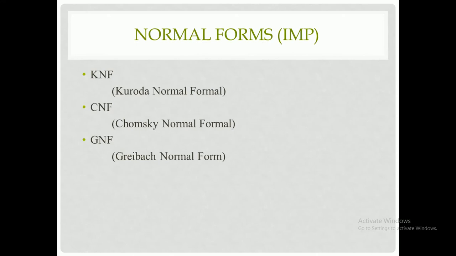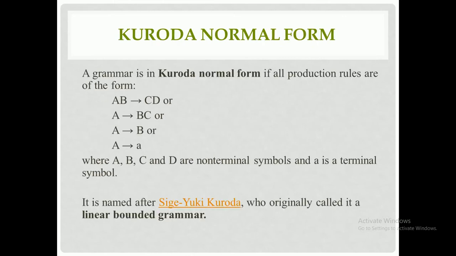Next we have a very important concept, the 3 normal forms. So the first normal form is Kuroda normal form. The second one is Chomsky normal form, and the third one is Greibach normal form. So let's get started with the first normal form, which is called Kuroda normal form.